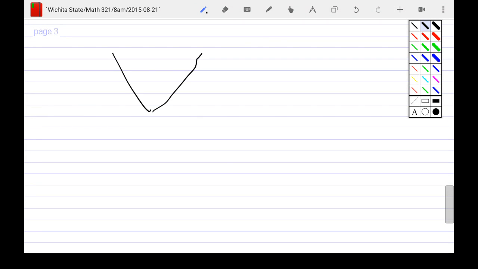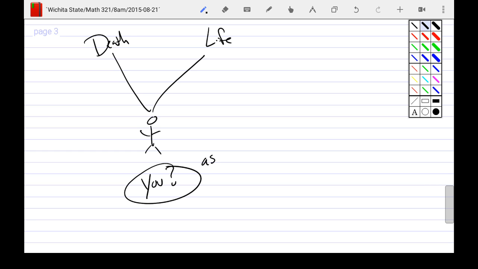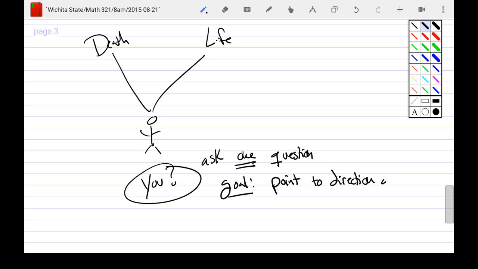Over here and over here, we've got, here we have death. Over here we have life. Here we have a person standing here, right? And you come up. Here's you. And you are going to ask one question. And that's it. And your goal, right, is to point in the direction of life. A little variation of what the problem is. What you want him to do is to point in the direction of life.